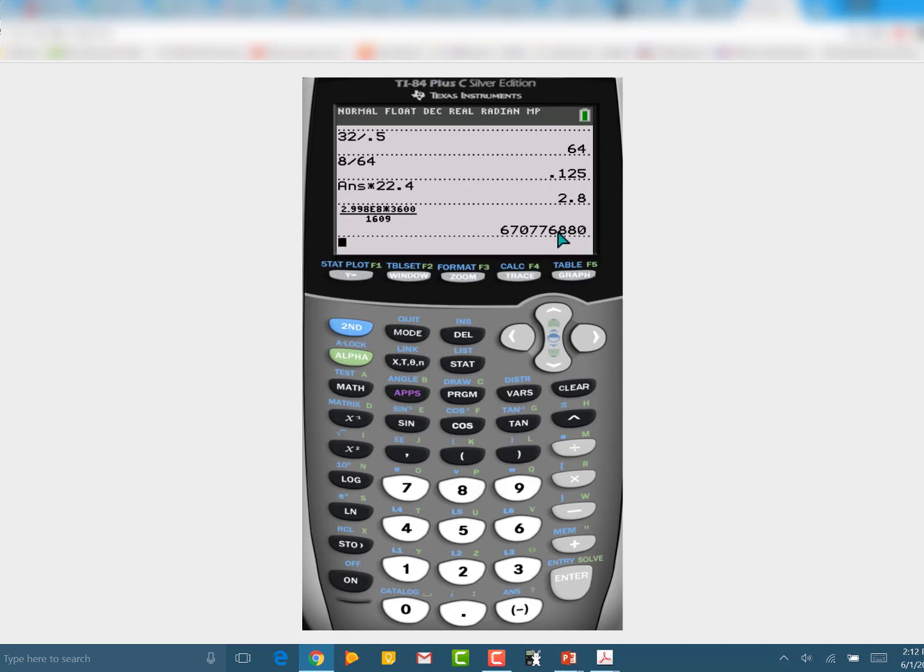So that's 3, that's 6, 7, 8. It's a big number because that's the speed of light. So that's how many miles per hour it's going. So 3, 6, 7, 8, 6.7.